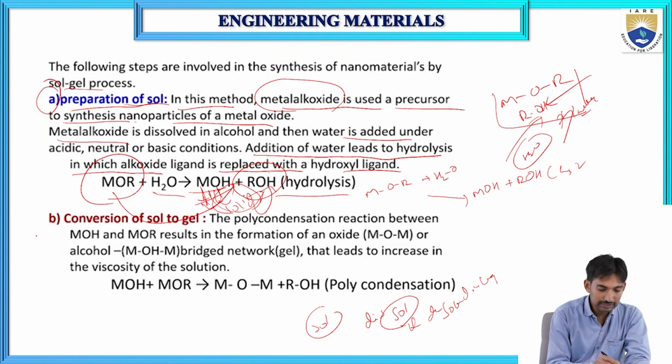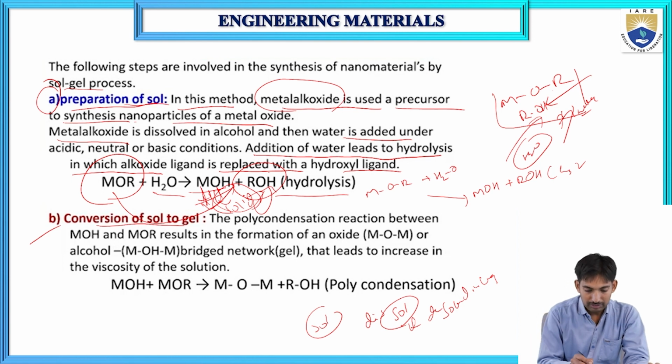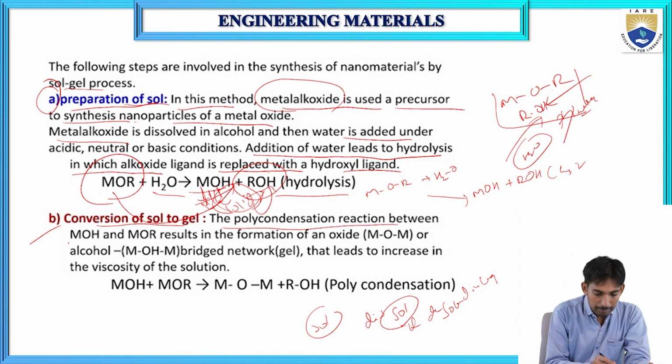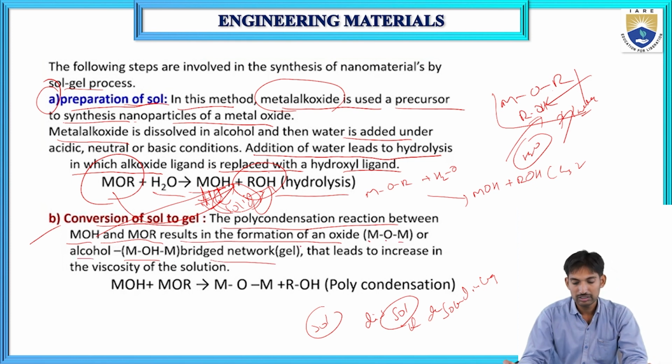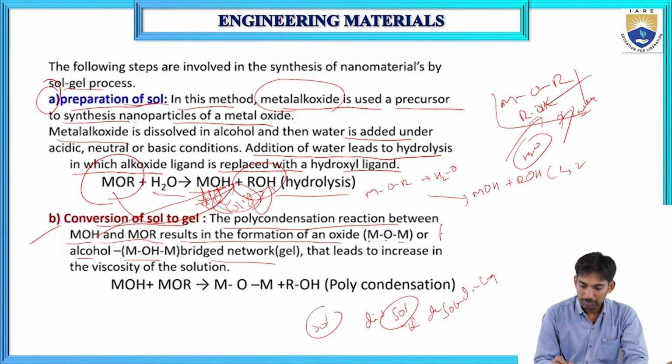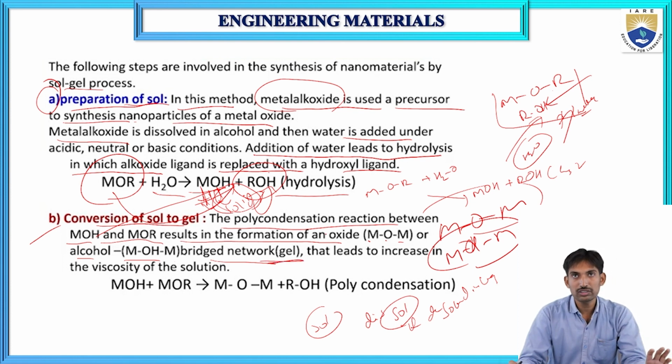In the next step, the conversion of sol to gel. A polycondensation reaction takes place between the metal hydroxide and metal alkoxide. It forms metal-oxide-metal or metal-hydroxy-metal bonds, resulting in a bridge network. Those are in the gel state.